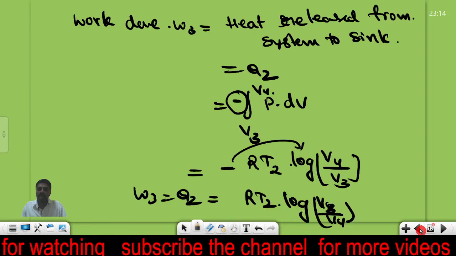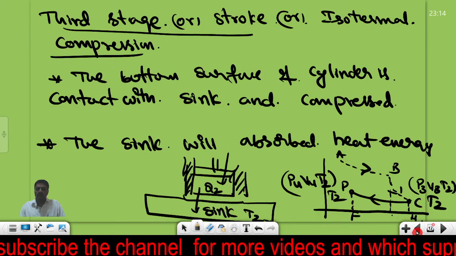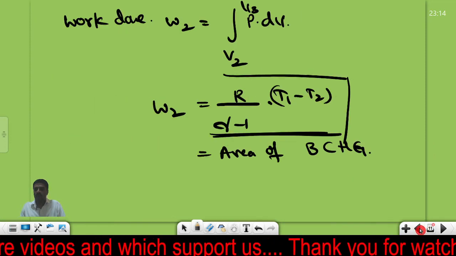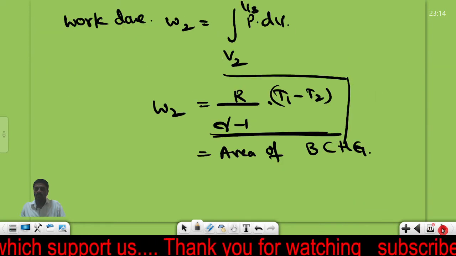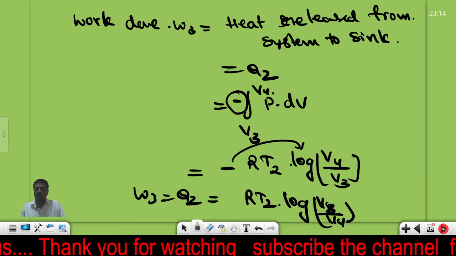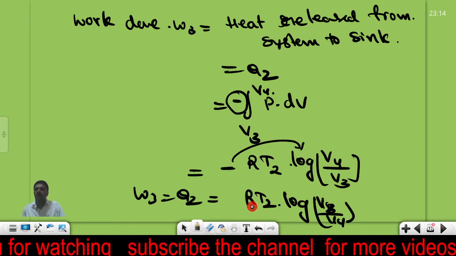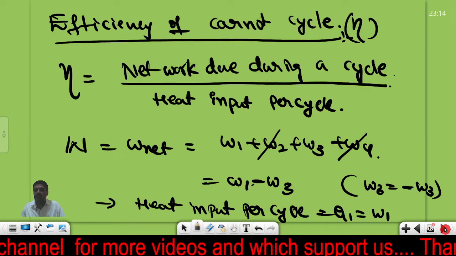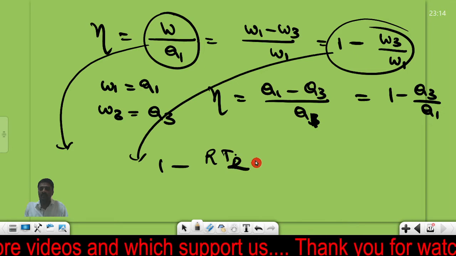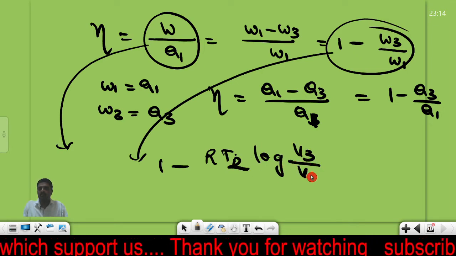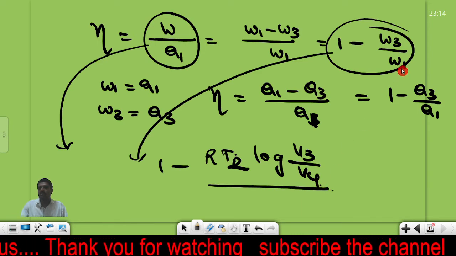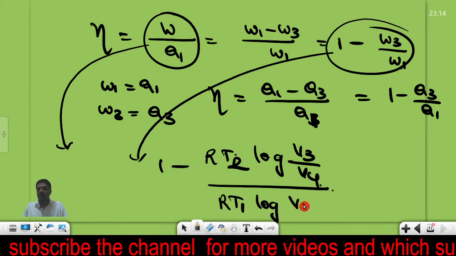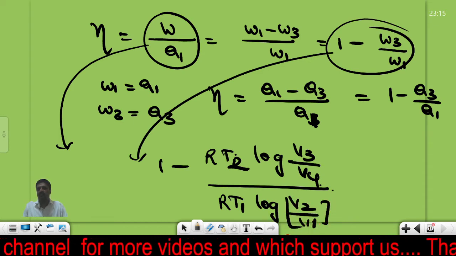I am writing the W3 formula. Sorry, here W2. This is R into T2 into log of V3 by V4, the formula we are having. That's only I am writing here. So R into T2 into log of V3 divided by V4, divided by W1, what we are having, R into T1 into log of V2 divided by V1. This formula we are having.